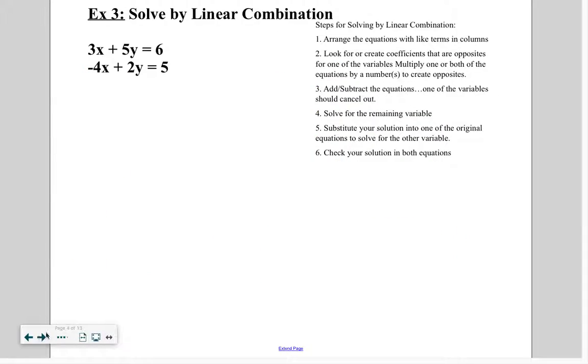The last thing that could add some difficulty here is it's still the same process. I want to use a linear combination or elimination to eliminate one of the variables. Here, as we look at opposites, I think I'm going to need to multiply both equations by something to get opposite variables. So, for example, I can't multiply 3 by anything to get negative 4. I can't multiply 2 by a whole number or an integer to get 5. So I'm going to have to do multiplication on each equation. So then we're going to look for the least common multiple.